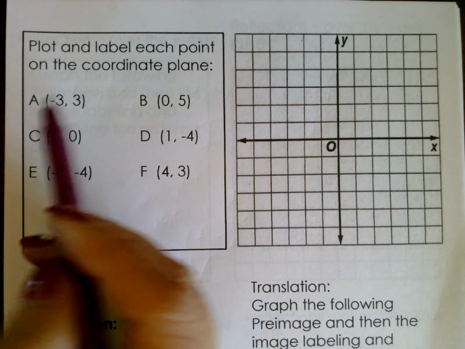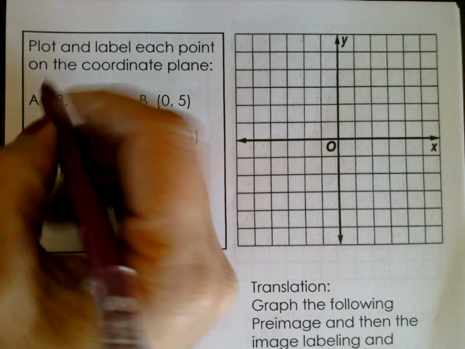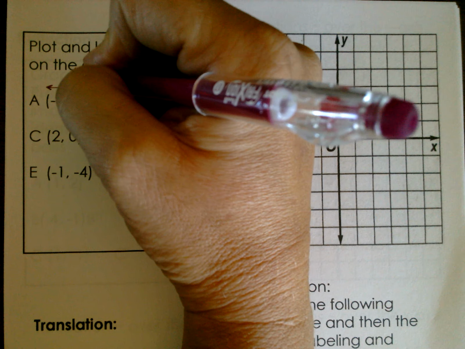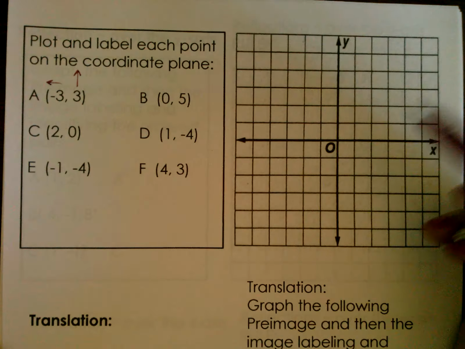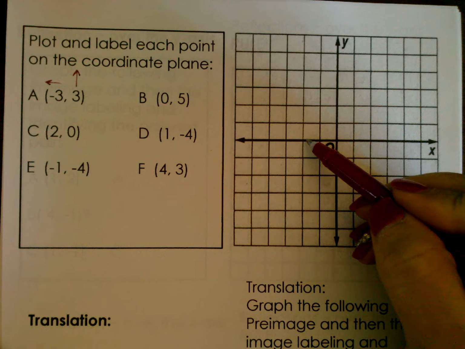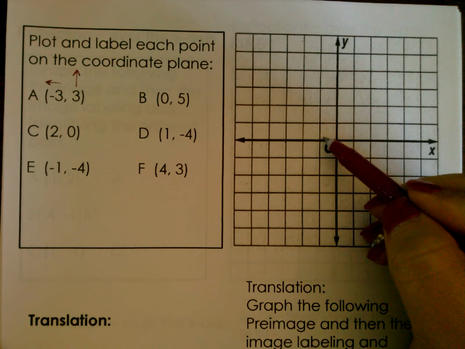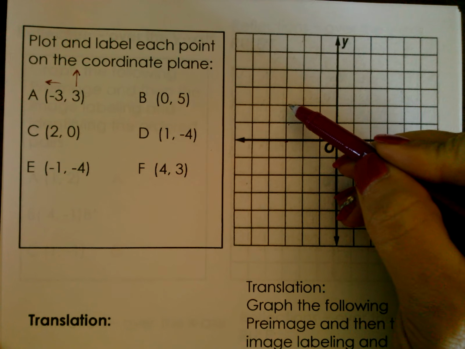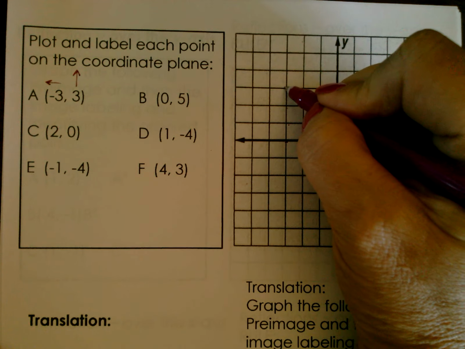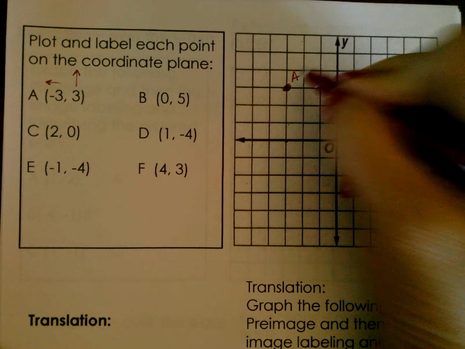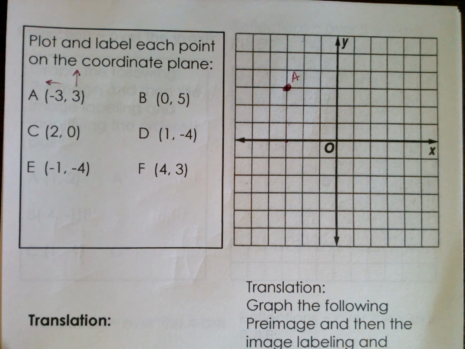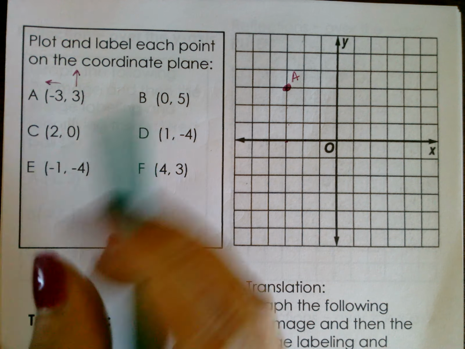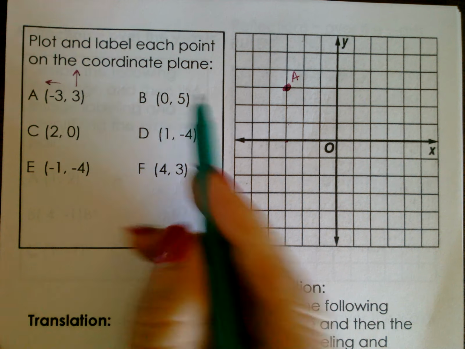Now we're just going to plot some ordered pairs. We're also going to label them. So when I look at pair A, -3 means I will move left from the origin. +3 means I'll move up. So starting at the origin, 1, 2, 3. Count the crosshairs, not the boxes. So 1, 2, 3 up. That would be A.